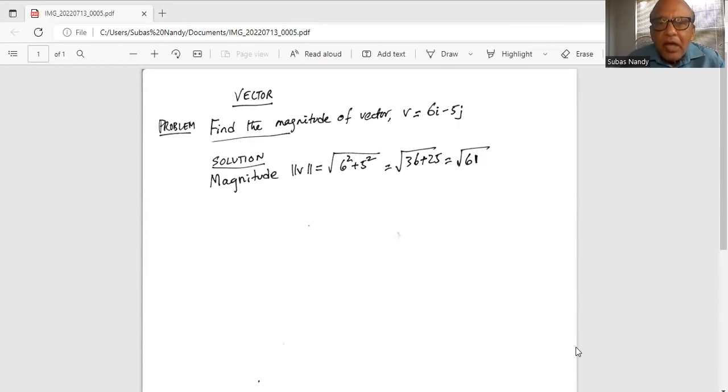Solution: the magnitude of the vector v is equal to the square root of 6 squared plus 5 squared, which is the square root of 36 plus 25. So it is the square root of 61. That is the magnitude of the vector v.